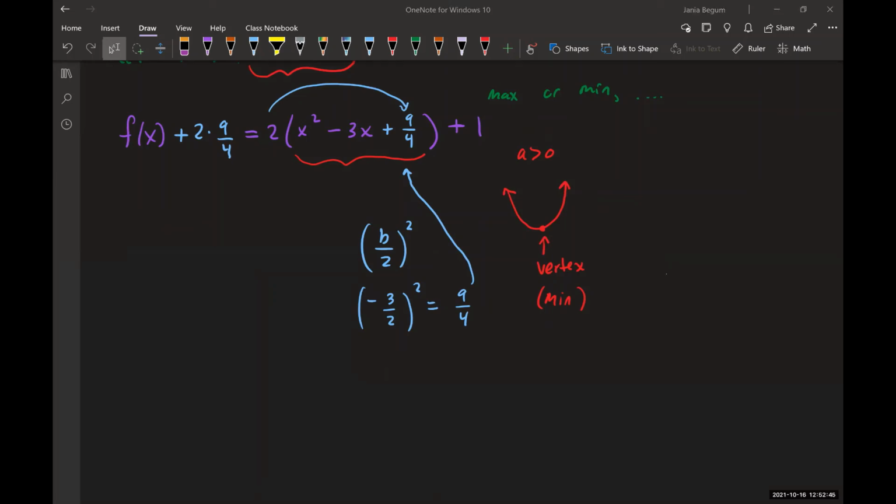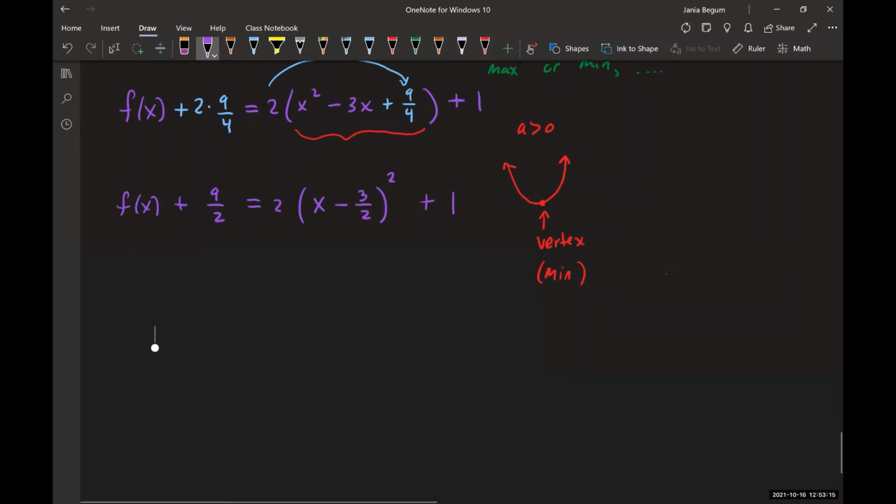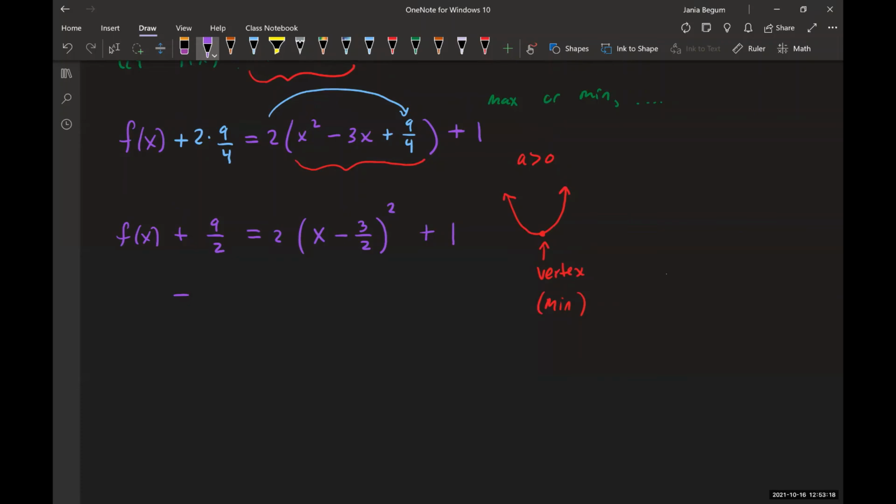Okay, so continuing on. Now that we figured out what goes on both sides, let's write it as a perfect square. On the right-hand side, we have 2 times our perfect square, which is x minus b over 2, that's 3 over 2, and we still have plus 1 waiting outside. On the left-hand side, we just simplify that. We have f of x plus 9 over 2, because 2 over 4 simplifies. And finally, to solve for f of x, we subtract 9 over 2 from both sides. And that gives us f in standard form.